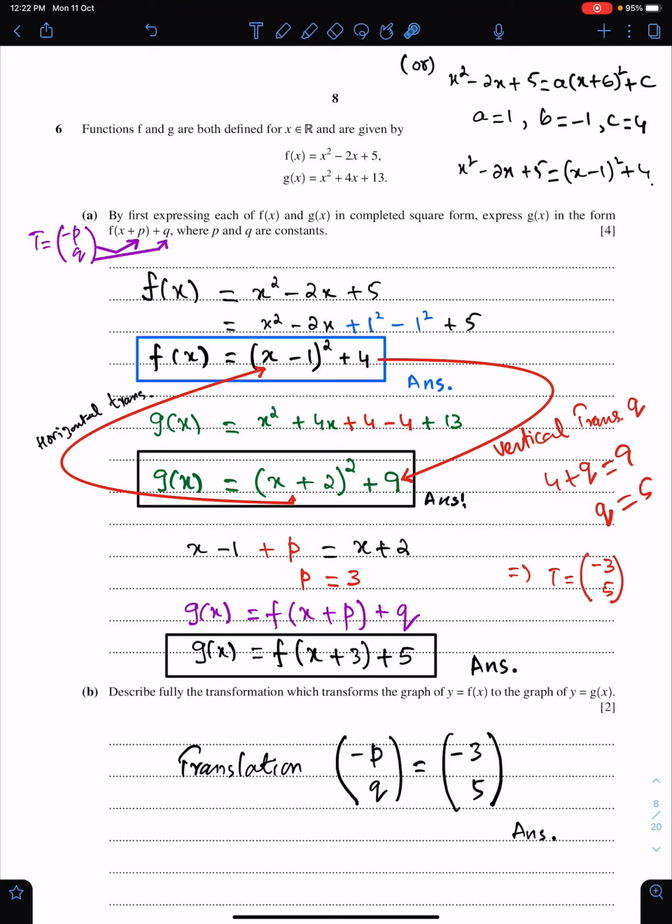So you just need to put 3 here and 5 here. The value of p is 3 and the value of q is 5. But the translation vector is minus p and q, because we write the opposite sign of this here. Second part, describe fully this transformation which transforms the graph to this graph. We already have discussed this in this part, that this is combined translation with vector minus p and q.